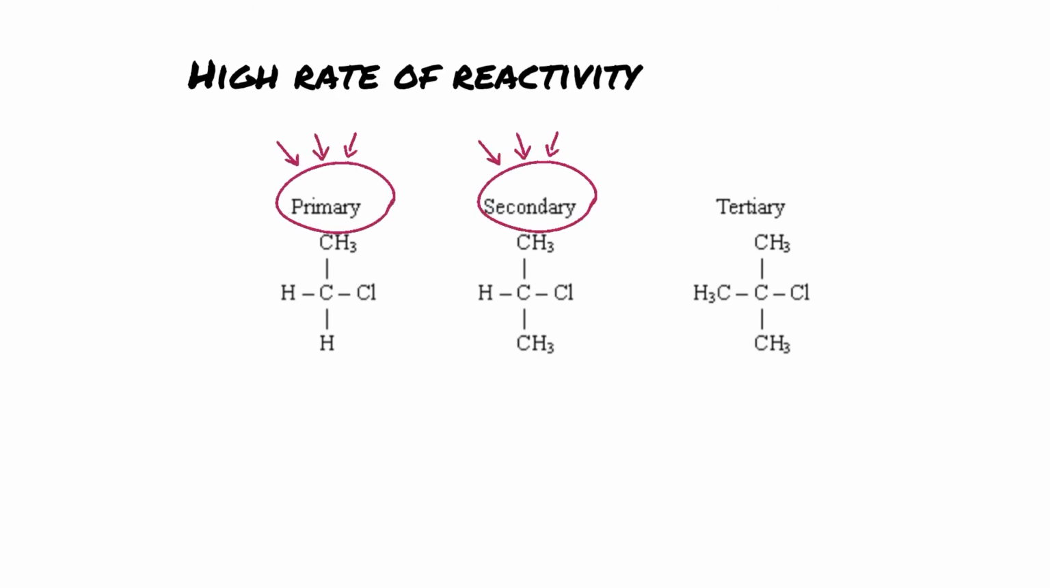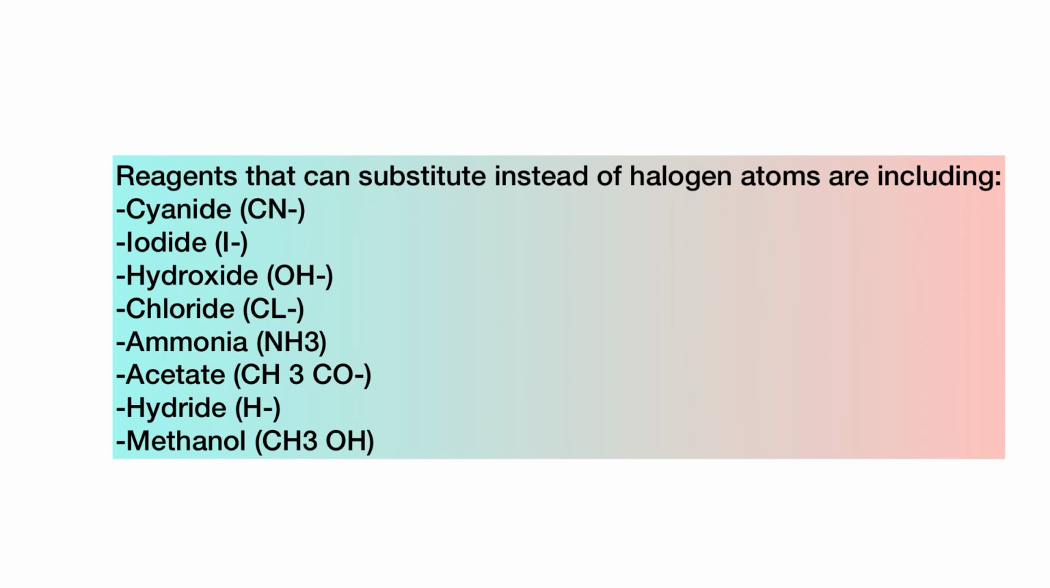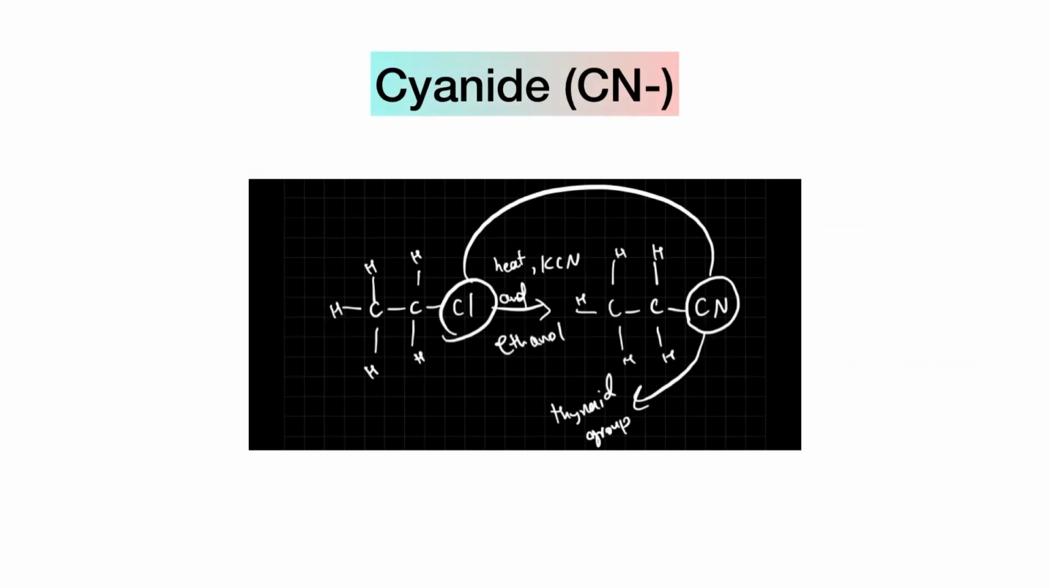Note that the carbon and hydrogen are bonded through a polar type of bonding. Reagents that can substitute for halogen atoms are limited, which include cyanide, iodide, hydroxide, chloride, ammonia, acetate, hydride and methanol. In cyanide substitution, the halogen atom will be substituted by the nitrile group, which is CN.